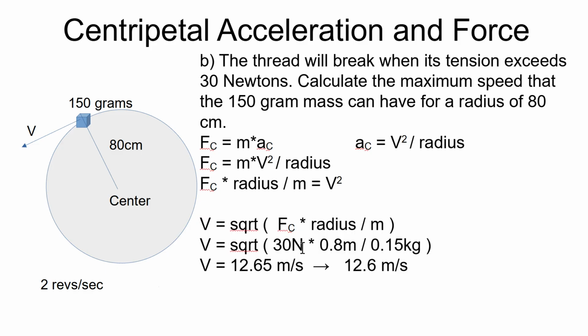We're told that the thread will break when Fc gets up to 30 newtons. That's the borderline case, the boundary that we want to investigate. So we put that in for the F sub c. Radius is still 0.8 meters and our mass 0.15 kilograms, staying with standard metric units here. And I get a v of 12.65 meters per second. I tend to round off to 3 significant figures, so 12.6 meters per second for the speed.